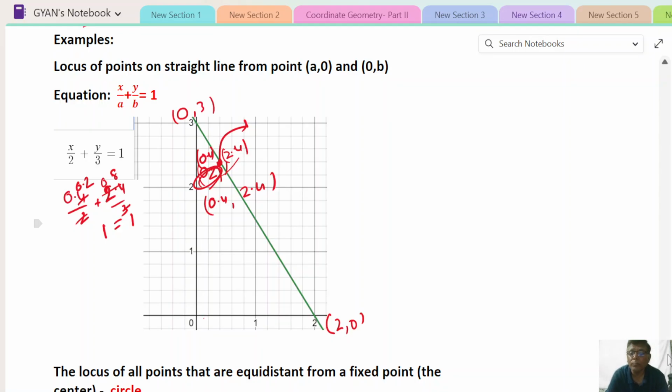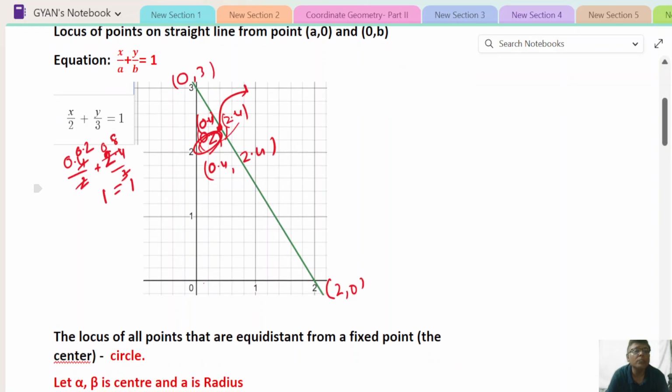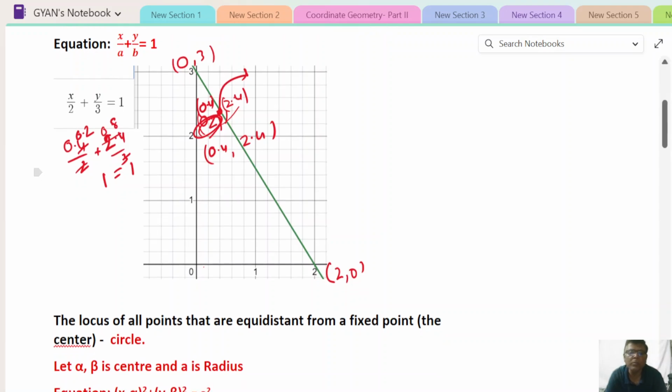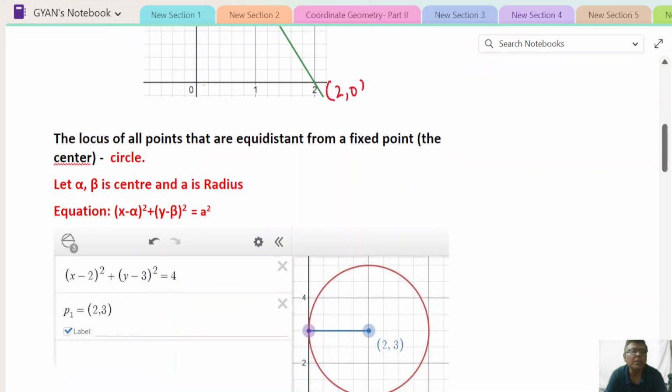So the locus of that line is that all the points on this line satisfy x by 2 plus y by 3 is equal to 1. How we can get those equations, we'll see in the next chapter. First we understand more, taking more examples about the locus.